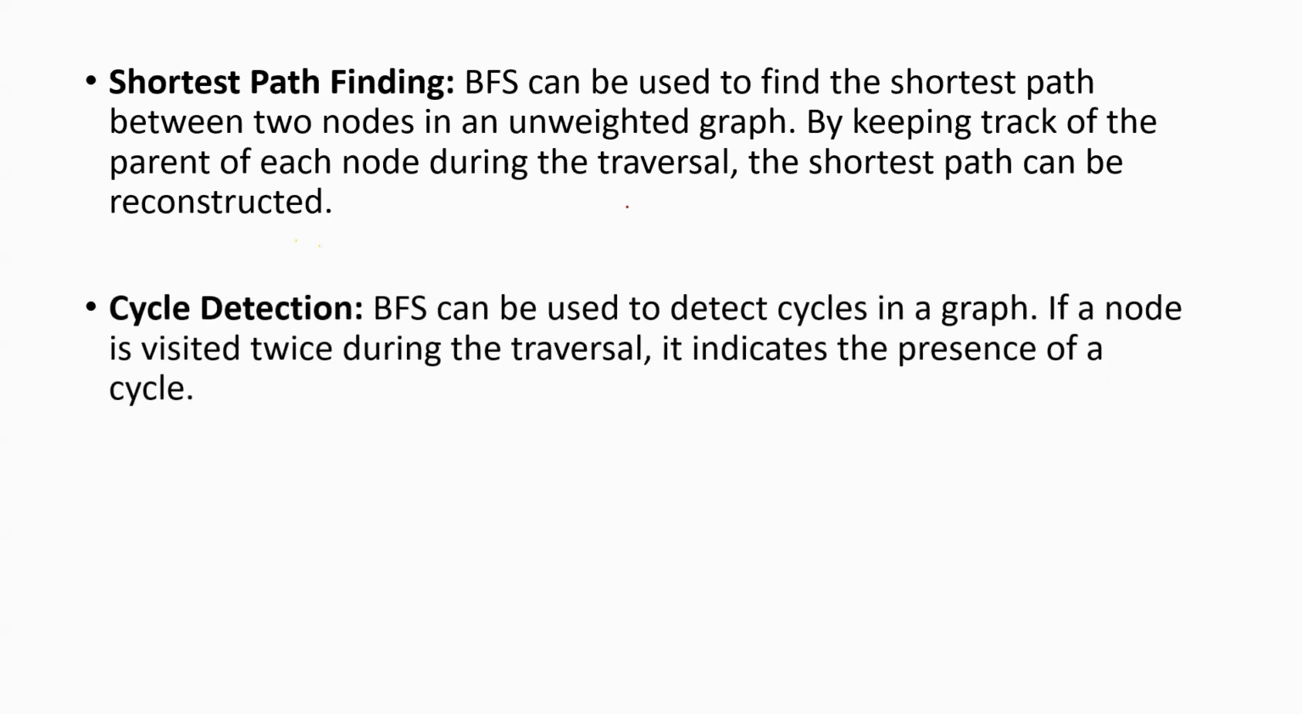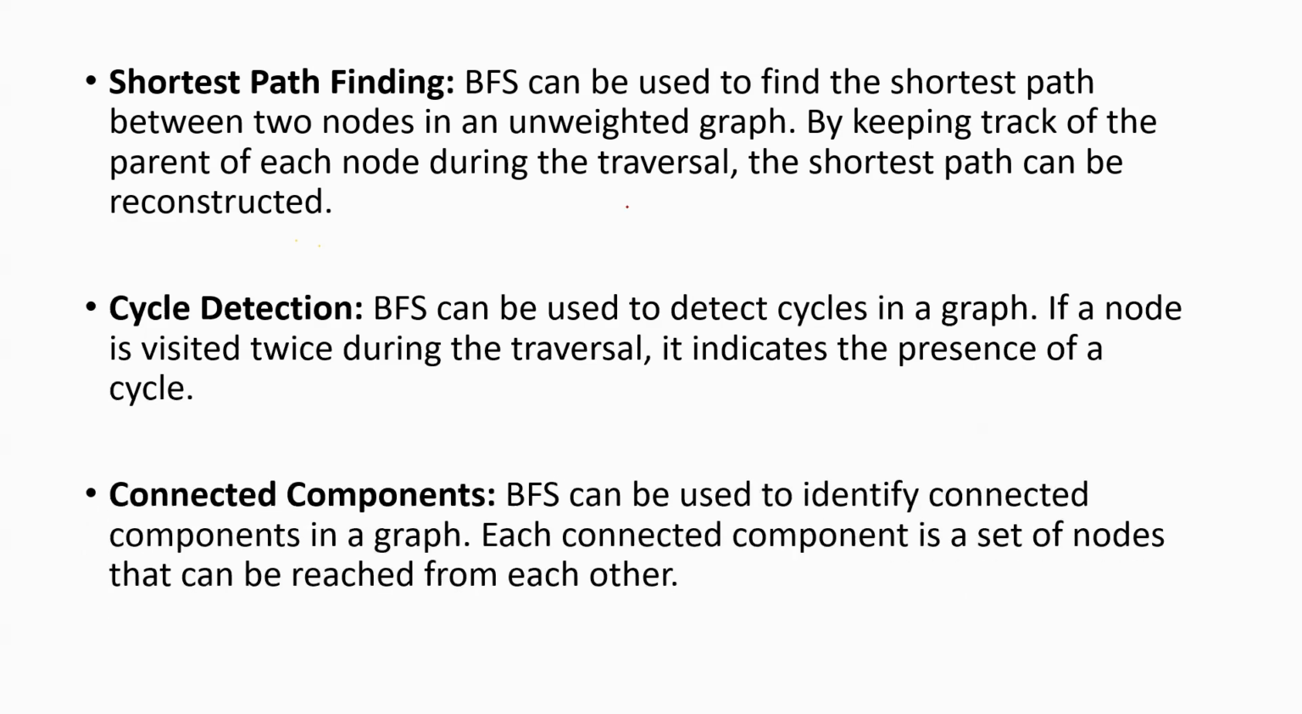So cycle detection. BFS can be used to detect a cycle in a graph. If a node is visited twice during the traversal, it indicates the presence of a cycle. It is used to check whether a cycle exists in an undirected graph or not. So during the BFS traversal, if you encounter a visited node that is not the parent, it means that there is a cycle. If it does not form a cycle, you can move forward.